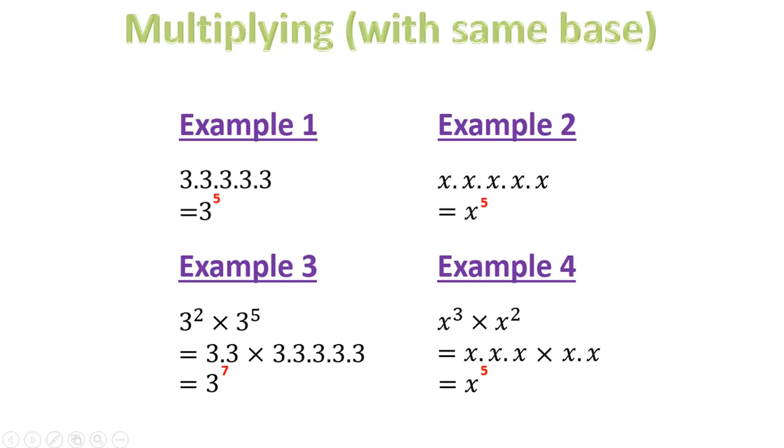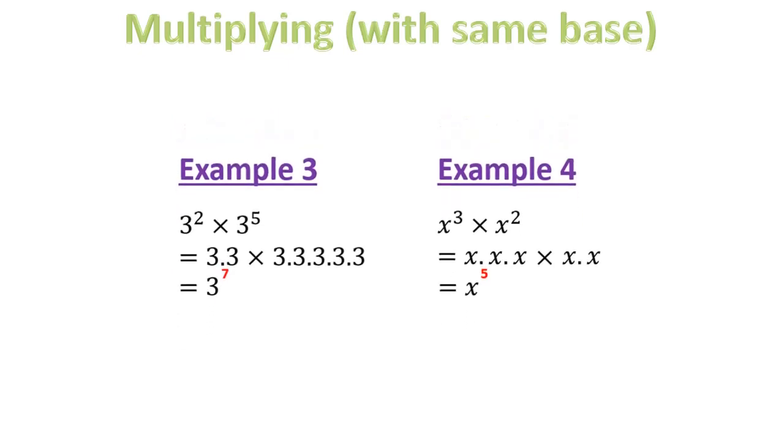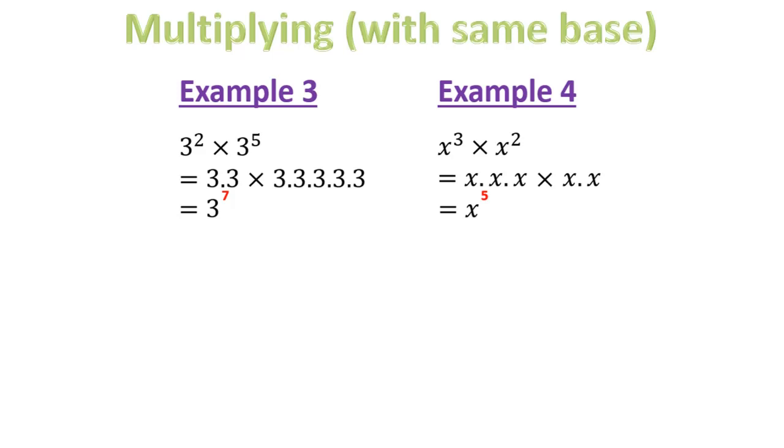So let's use examples 3 and 4 and see if we can come up with a rule. Let's look at our exponents. Here we have a 2 and a 5. If I add 2 and 5, I get 7. Can you see that that's the answer's exponent?